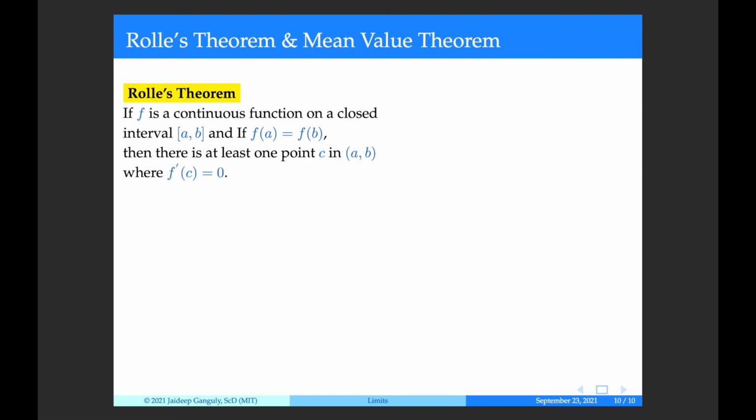For a continuous function, if f of a equals f of b, then Rolle's theorem states that there must be a point c between a and b where the derivative is 0.